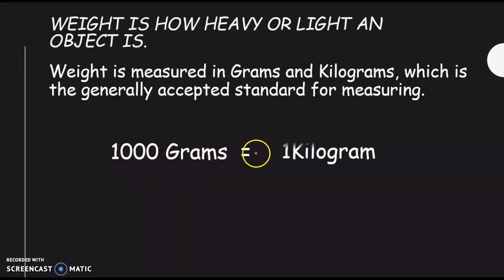And we did mention that 1,000 grams is equivalent or equal to 1 kilogram. And this can further be expressed as 1,000 g, the g standing for grams, which is equal to 1 kg. The kg is standing for what? Kilogram.